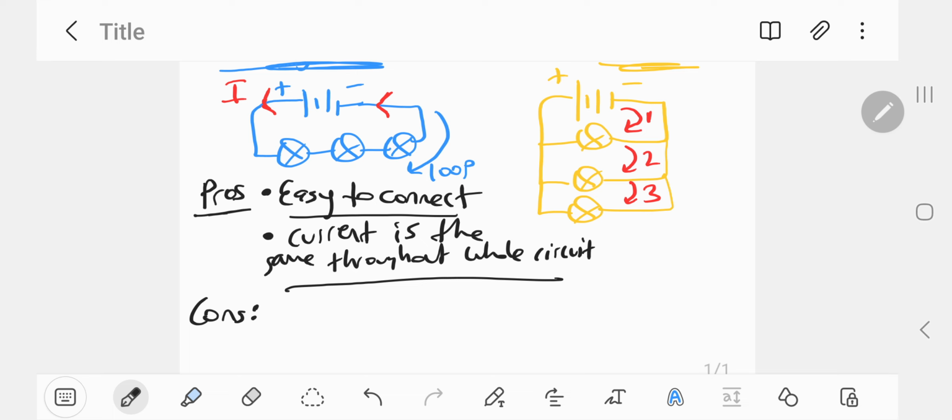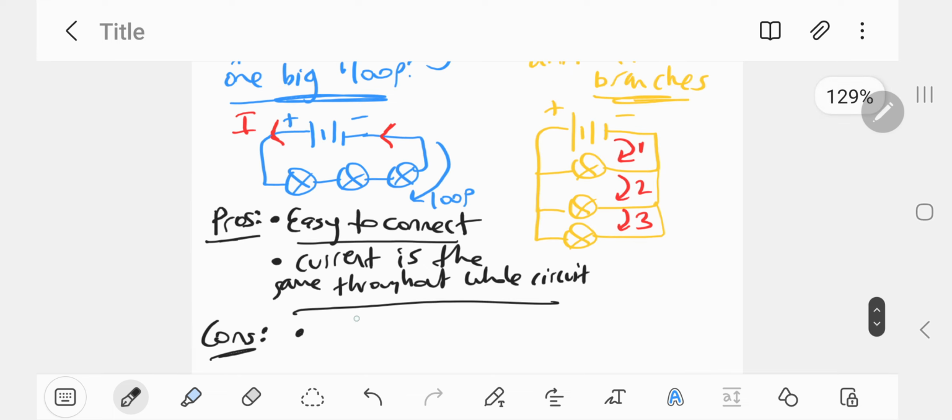Just like everything in life, there's always going to be cons, right? Cons of a series circuit. One bulb fails, for example, rest fail. Think of your fairy lights, okay, your decorative lights. If one of those fails, the rest fail because there's only one loop. Okay, think of an analogy.